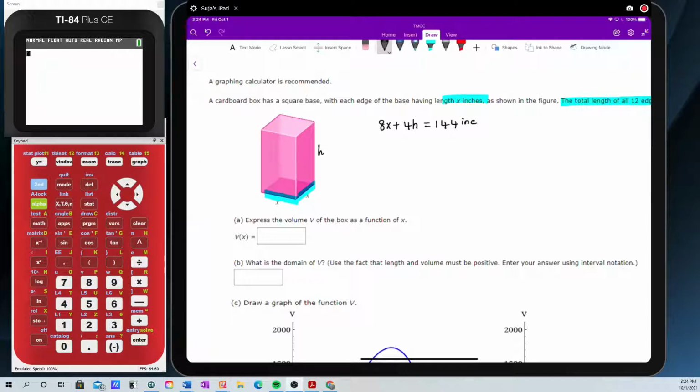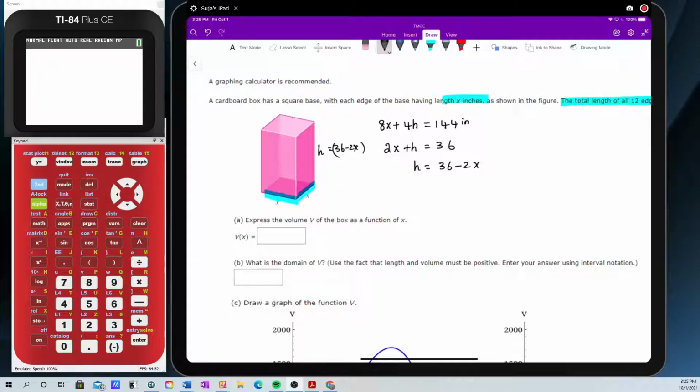Okay, so from here if I simplify further, then divide throughout by 4, I'll have 2x plus h is equal to 36, or I can write h as 36 minus 2x. So mainly I'm writing h in terms of x, so height h is equal to 36 minus 2x.